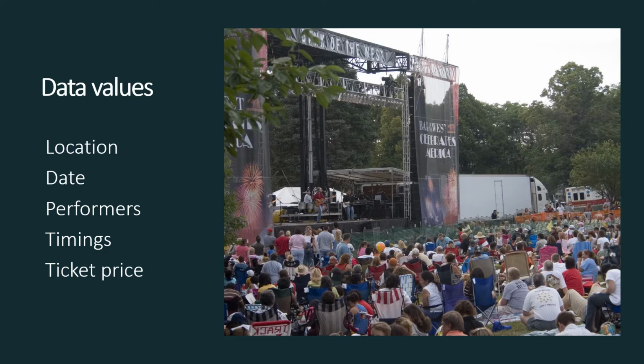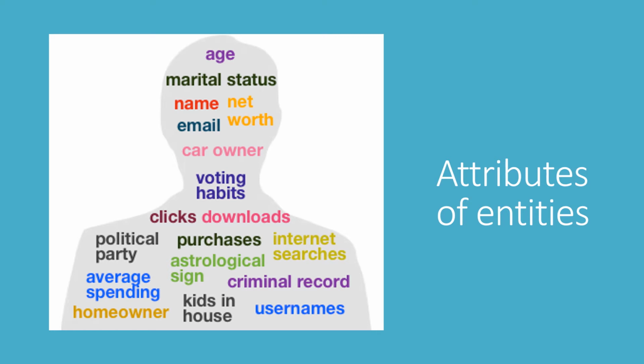So here's an example. Supposing that our entity was an event, let's say an outdoor concert, some of the attributes of that event might include its location, its date, the list of performers and their timings, and the price of the ticket. So a range of different sorts of data, but they all relate to this particular event. Similarly, you're an entity and you have lots of different attributes such as your age or your username in social media, and these are all attributes of you as an entity.